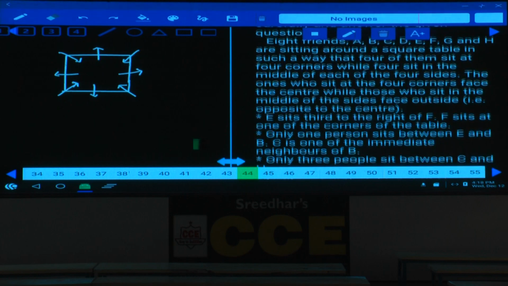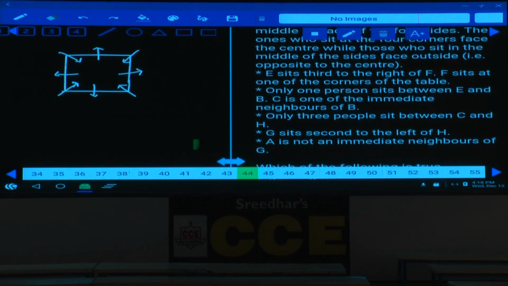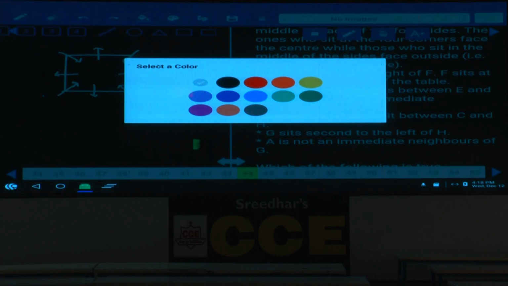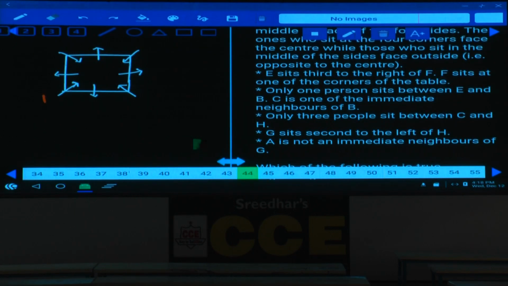Then E sits to the right of F. F sits at one of the corners of the table. Clearly given. What is clearly given here? F is at one of the corners of the table. Hence you can fix this F at any one of these 4 corners. Now I am fixing this F at this place. Now F at this place, if F is here, then E sits to the right of F, then E will be here.